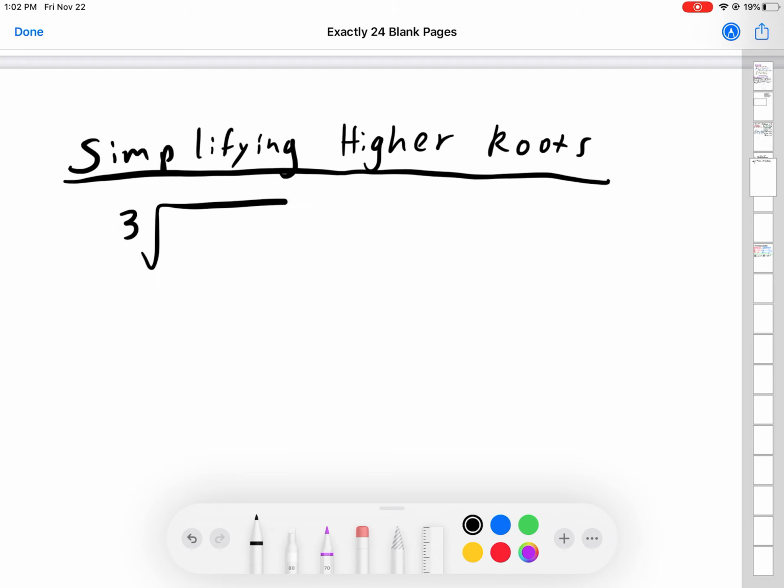So let's say I have the cube root of, I don't know, let's do 36. Now, this looks weird. Ooh, that looks very odd, but don't worry, it's not bad at all. Let's break down the 36 first of all. We know how to do that. Well, 36 can be broken down into 6 and 6. What can 6 be broken down to? Well, 3 and 2, 3 and 2.